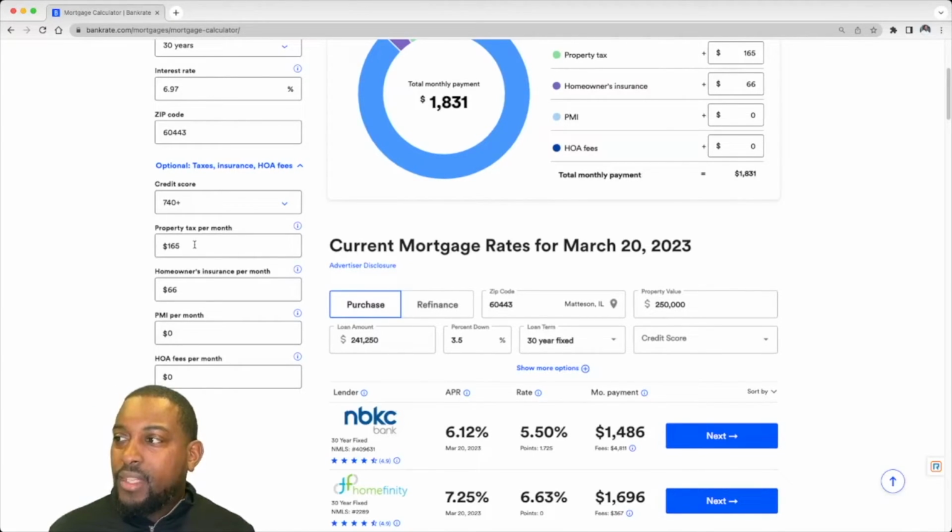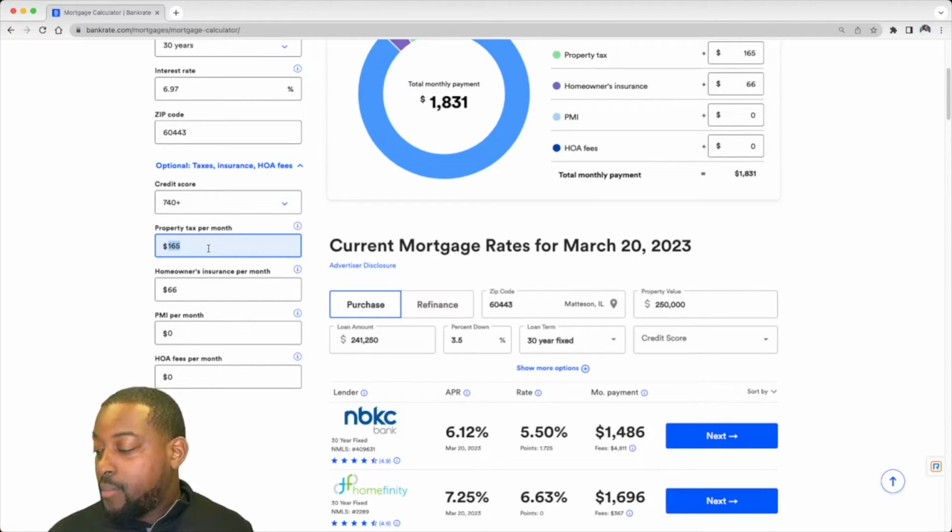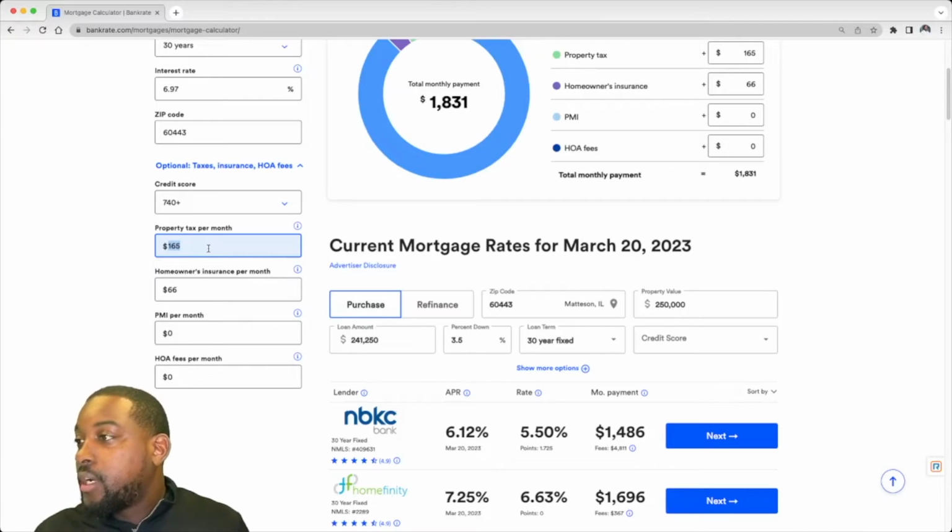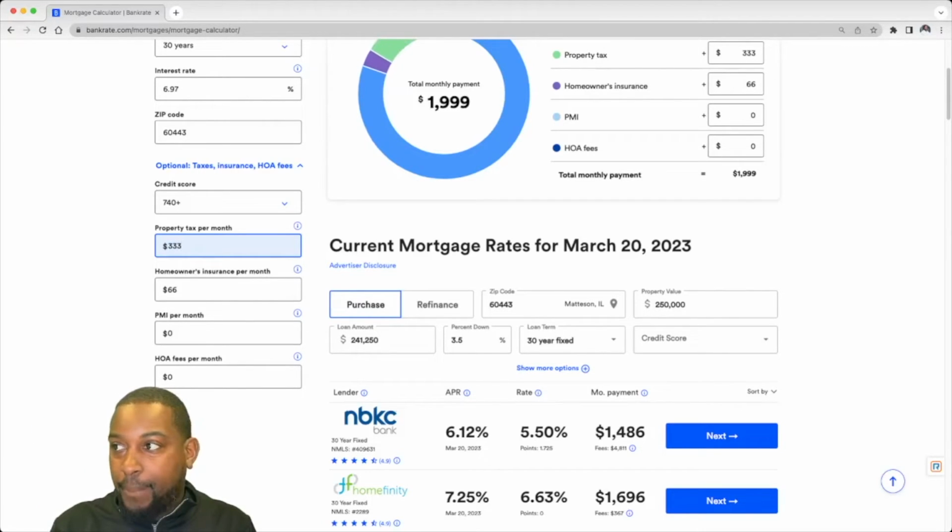Now for taxes, it usually has it where, I don't know why it has taxes like this, because you want taxes per year, but you can just pull out a calculator and figure out what the taxes are going to end up being. So let's say you're looking at a home and the taxes are $4,000 a year. So we're going to do 4,000 divided by 12, okay? And that's going to be $333. It's got 33 cents, so we're just going to put 334.